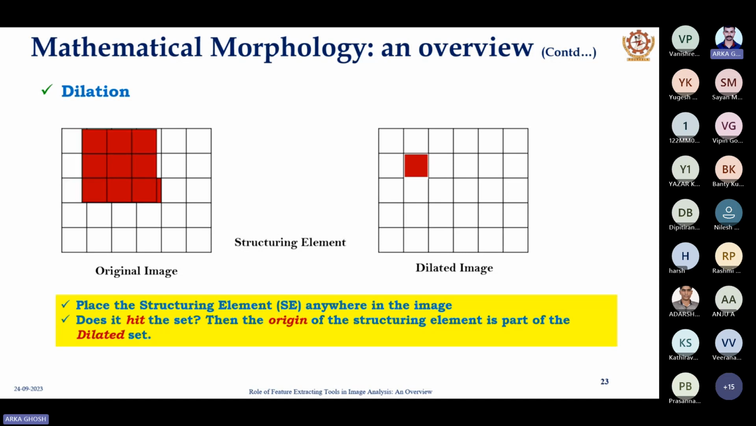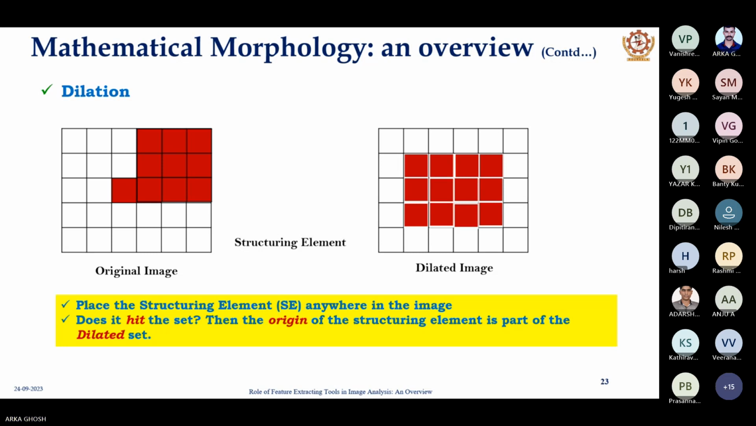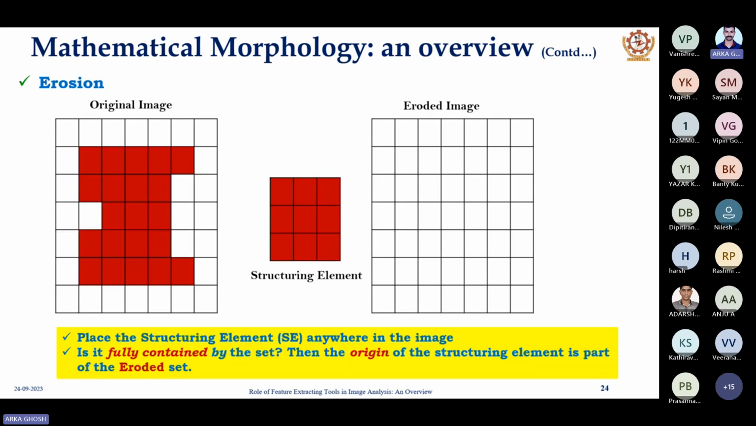Similarly, if we move this structuring element here, we can see that now 2 pixels are coinciding with the object of interest. We have replaced the center pixel. In the same way, if we move, the same thing will happen. In this way, if we move the structuring element through the entire image, we will get a dilated image of the original image. So dilation is all about the hit operation.